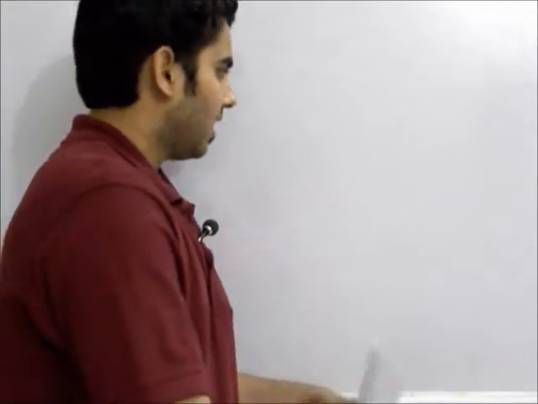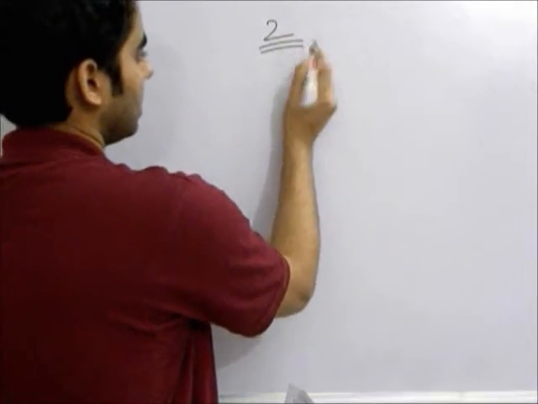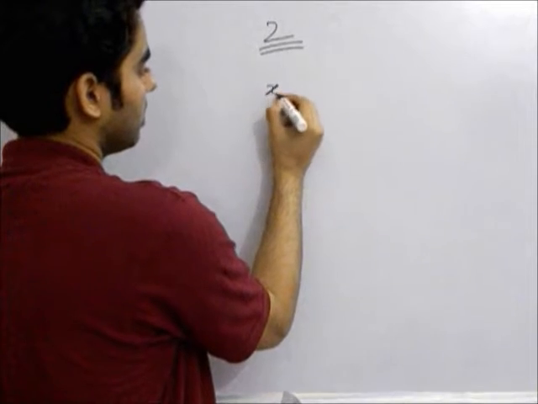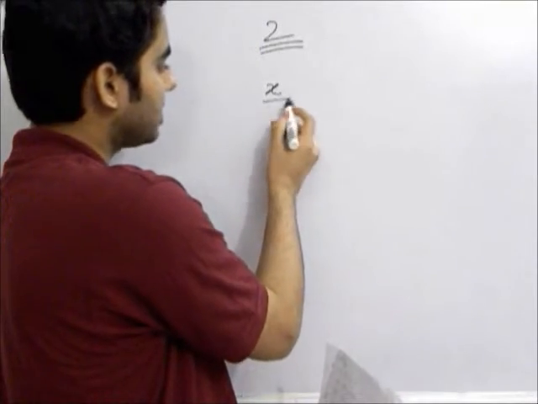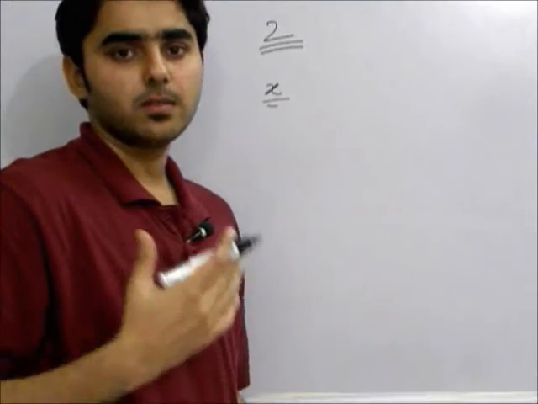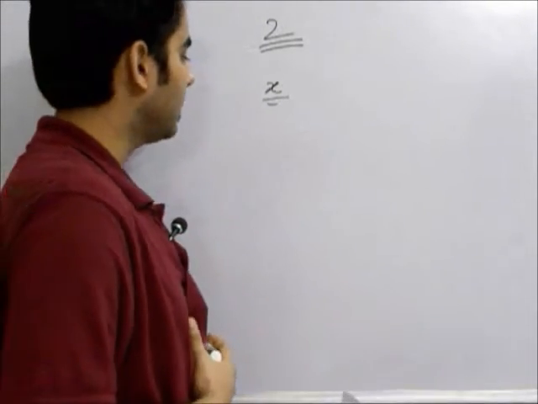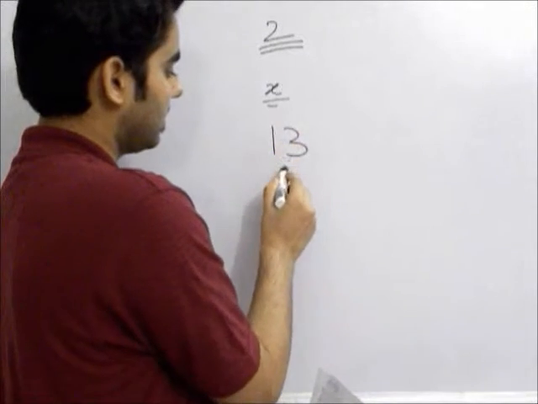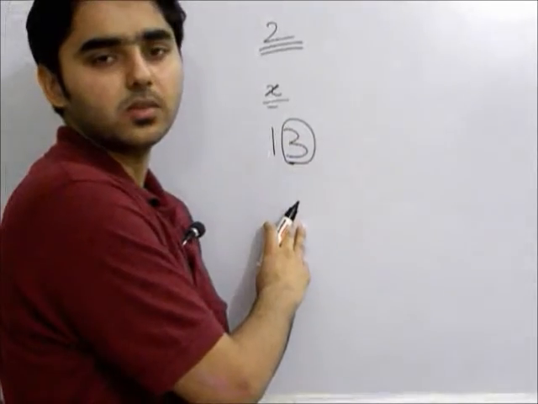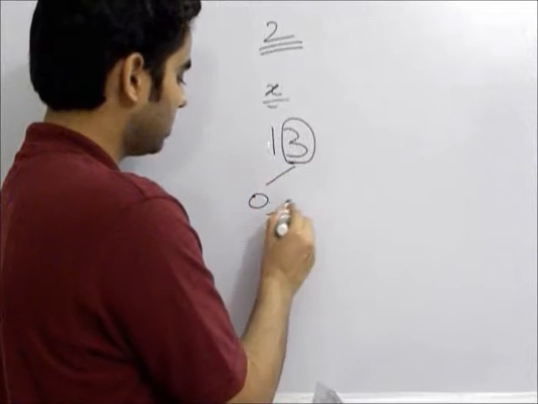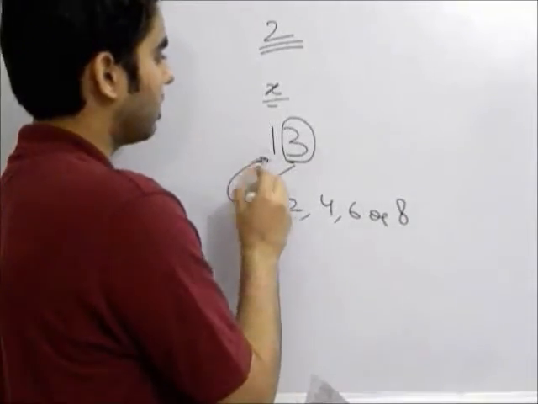So let's start. What is the rule for 2? Let there be a number called x, and if the last digit of the number x is divisible by 2, then the whole number is divisible by 2. Or I can say that if the number in the units place is either 0, 2, 4, 6 or 8, the number is divisible by 2.